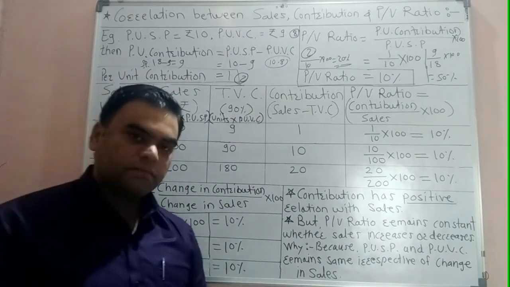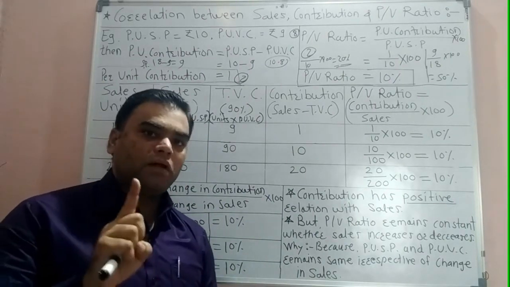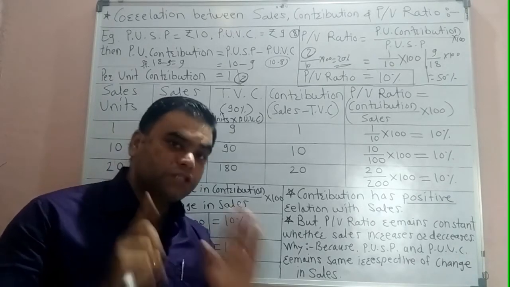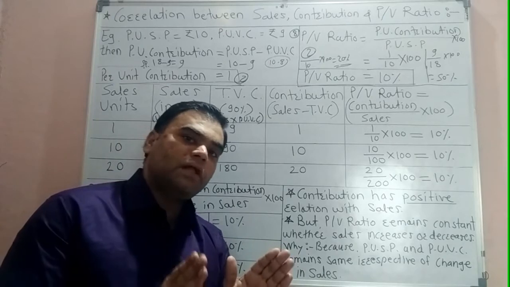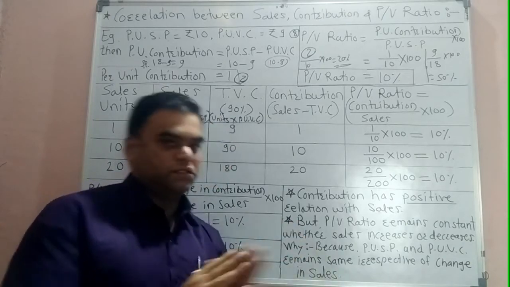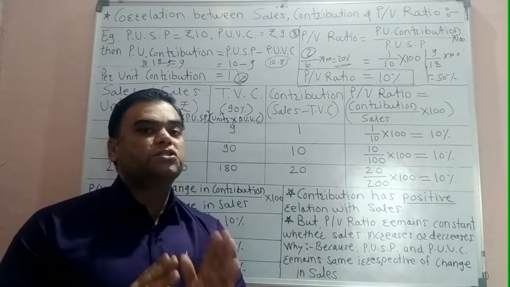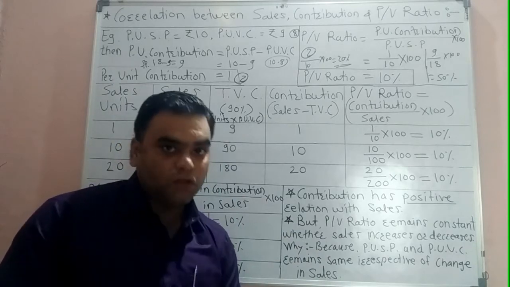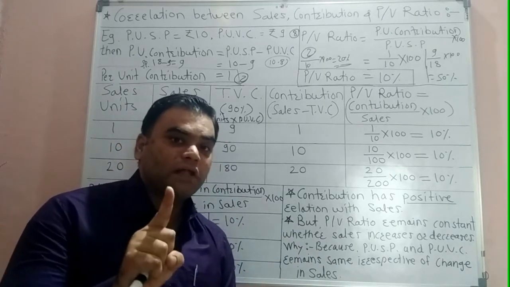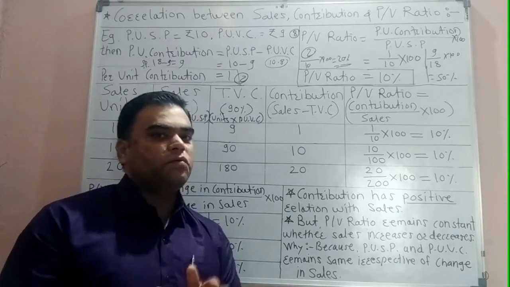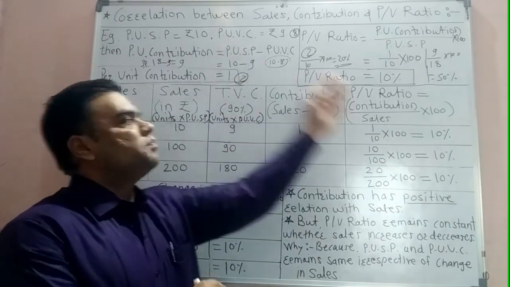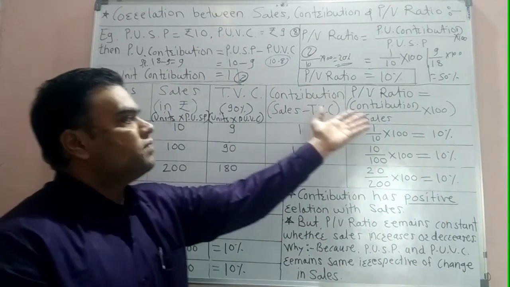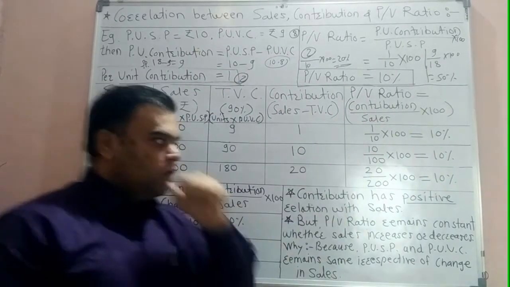In short, if your per unit selling price and per unit variable cost are unchanged, then your PV ratio will also remain unchanged. But if you make a change in per unit selling price or per unit variable cost, then your PV ratio will change. Means if you make a change in any of these two, PV ratio will also change. If no change in these two, PV ratio will also not change.